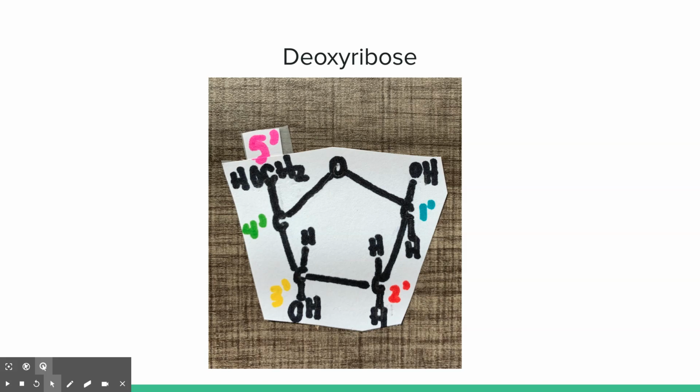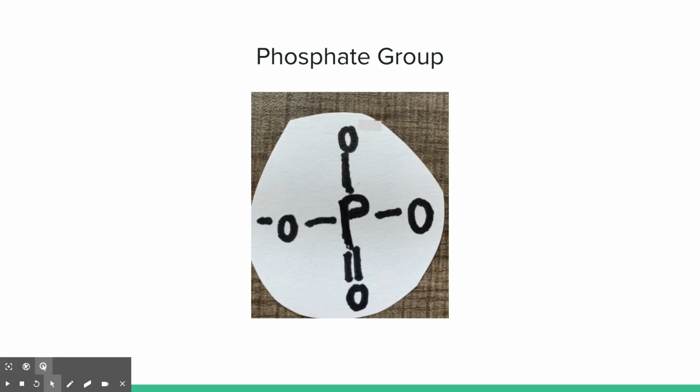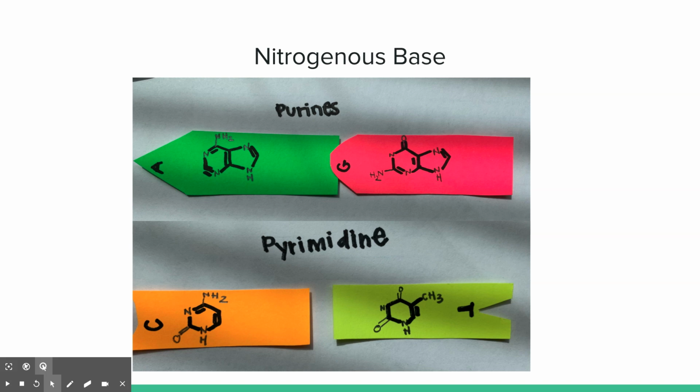The 3' carbon joins to the 5' carbon of the next nucleotide. The 5' carbon forms a covalent bond with our phosphate group. Notice how our phosphate group has a negative charge, giving DNA its negative charge.